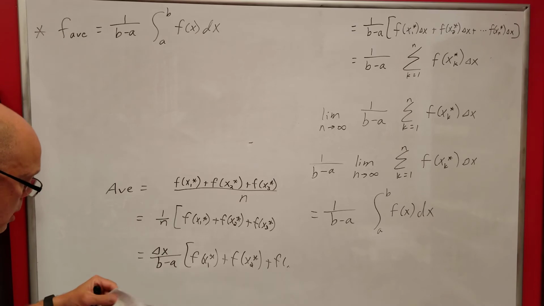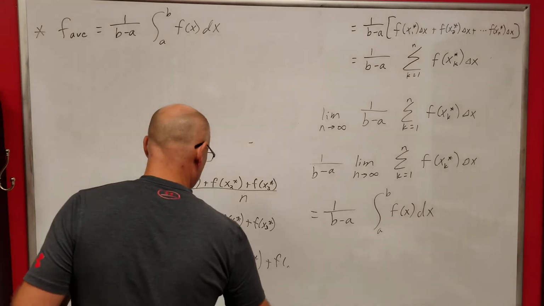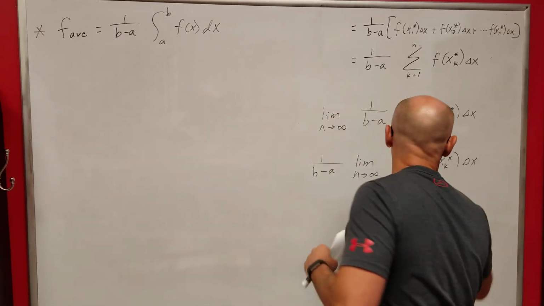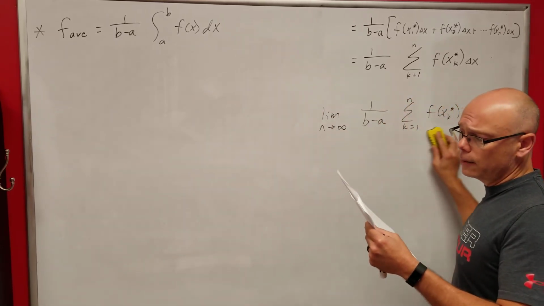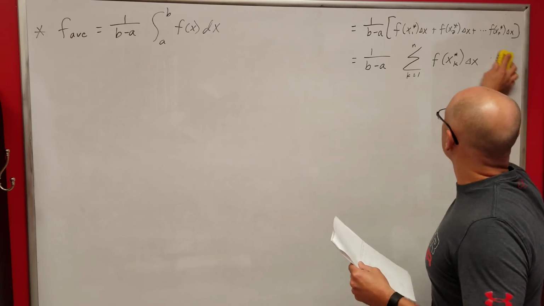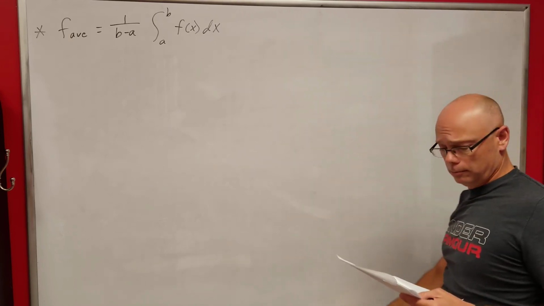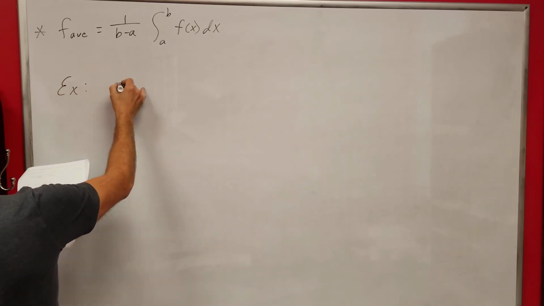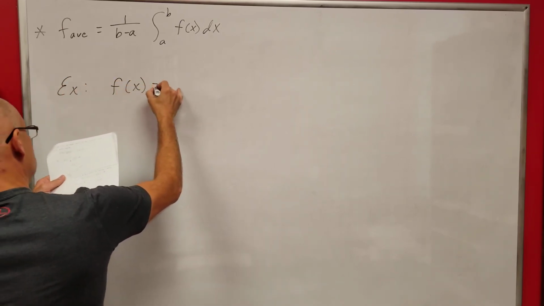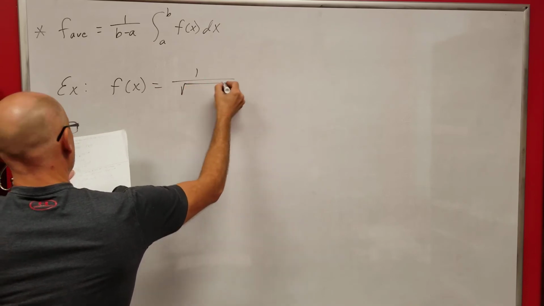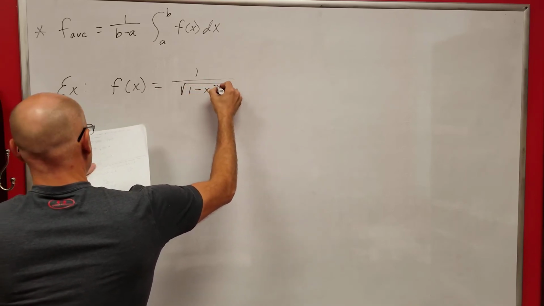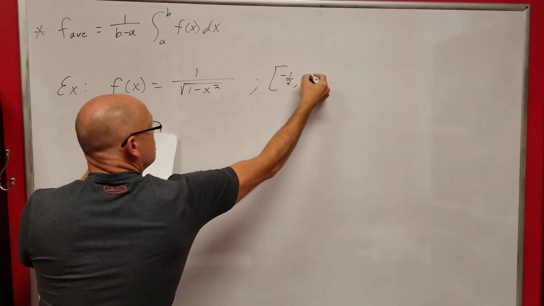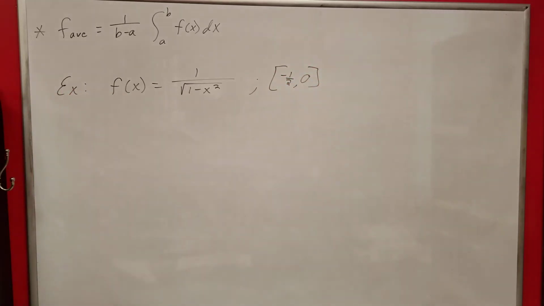Let's look at our first example for this section. Let's see what they want us to do here. It reads, find the average value of the function over the given interval. They give you a function, they give you an interval. So for this first example, let's find the average value of f of x equal to 1 over the square root of 1 minus x squared over the interval from negative 1/2 to 0.